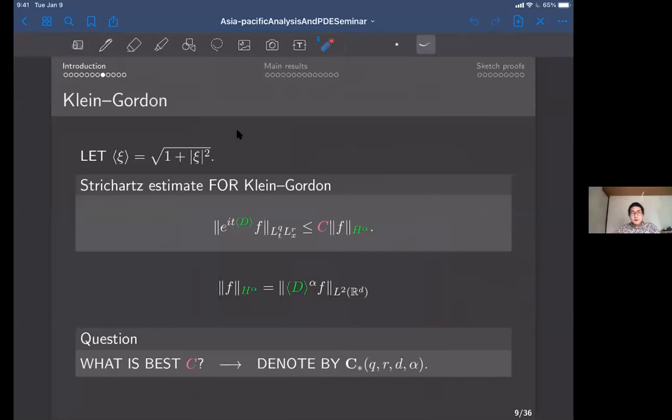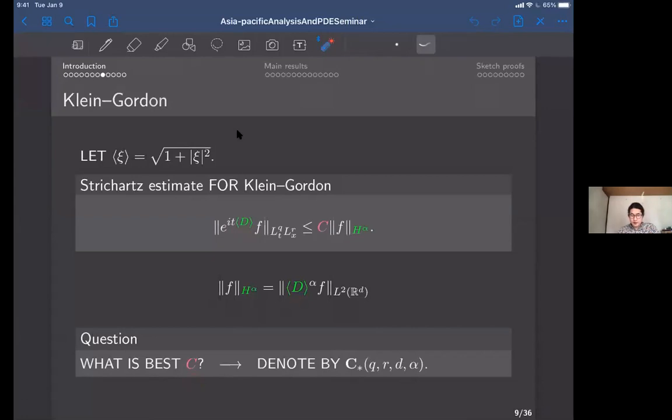Right. Then for the Klein-Gordon, let's define this Japanese bracket of xi by the square root of 1 plus xi squared. Then similarly, the strichartz estimate states that this, the differences are colored in green. So now we have the Japanese bracket instead of just the modulus. And then the same question is asked: what's the best constant?